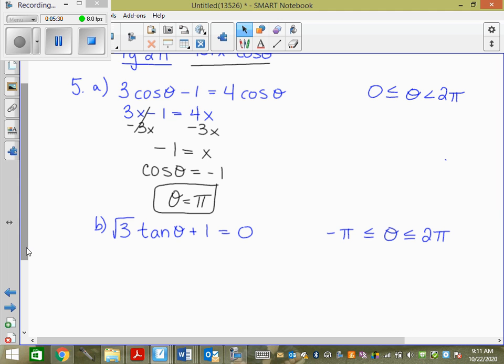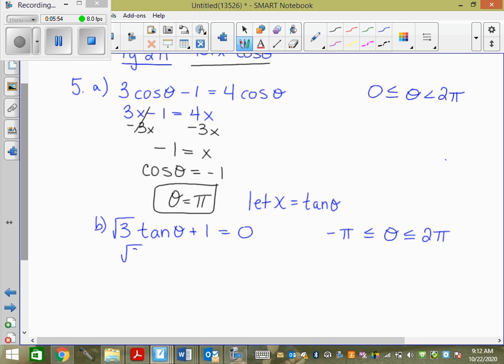Yeah. Okay, so we have to get tan theta by itself. So what are we going to do? What we could do is what? Right? We get the 1 over to the other side. We could go, if this is easier for you, let x equal tan theta, and then go root 3 x plus 1 equals 0, and then you solve it like a linear. So we subtract 1, root 3 times x equals negative 1, and then I have to divide by root 3.